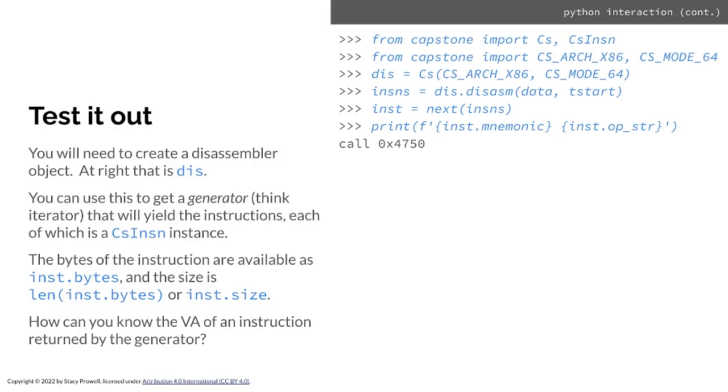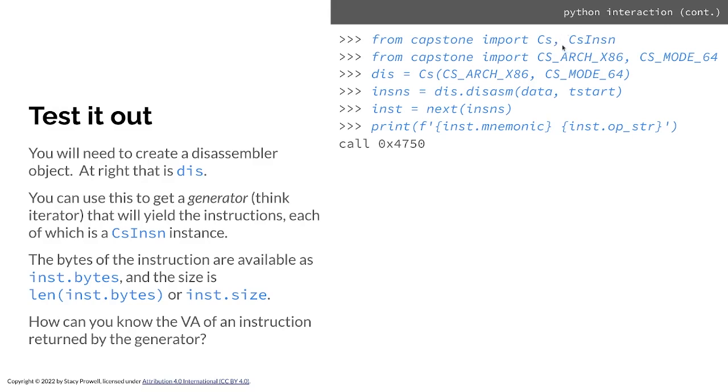So we do the same thing. We can play with it the same way. The way that you do it is you create a disassembler object. And if you look over on the right, you'll see that we do the same kind of thing we did before. From Capstone, we're going to import a couple of things, CS and CsInsn. What are these things? Well, this is the Capstone disassembler and its options and so on. And this is the Capstone instruction.